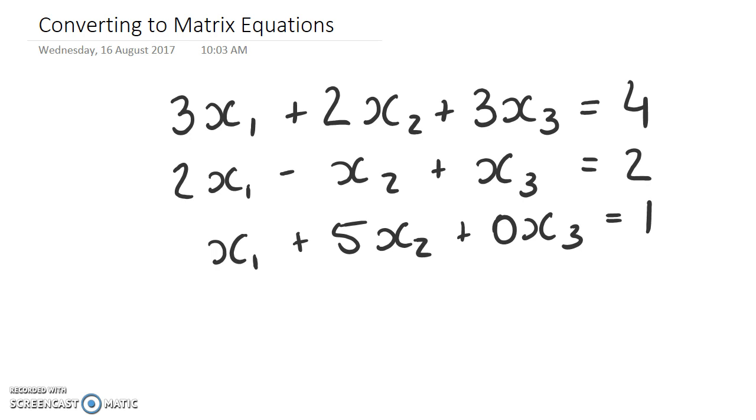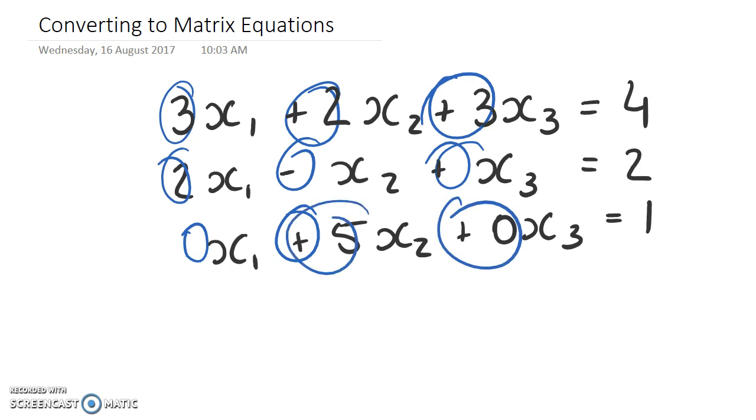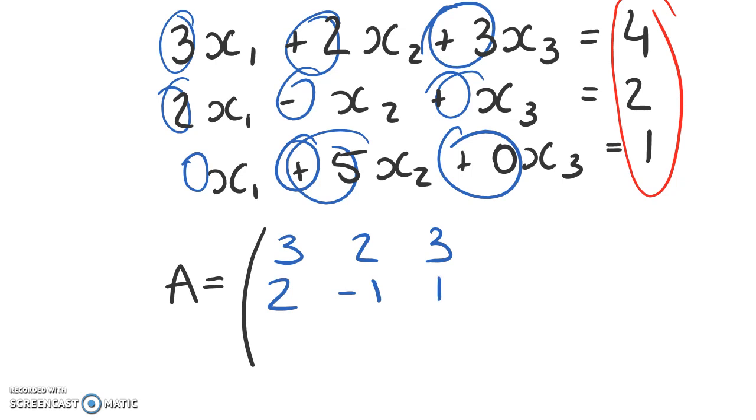Now, when we're converting to matrix form, all we're doing is taking all of the coefficients we see here and putting them into the matrix A, and then we're going to take the right-hand side values and put them into a vector B. So, A equals, it must be a 3 by 3 matrix. We have 3, 2, 3, 2, minus 1, 1, 1, 5, 0, just from all of those coefficients.